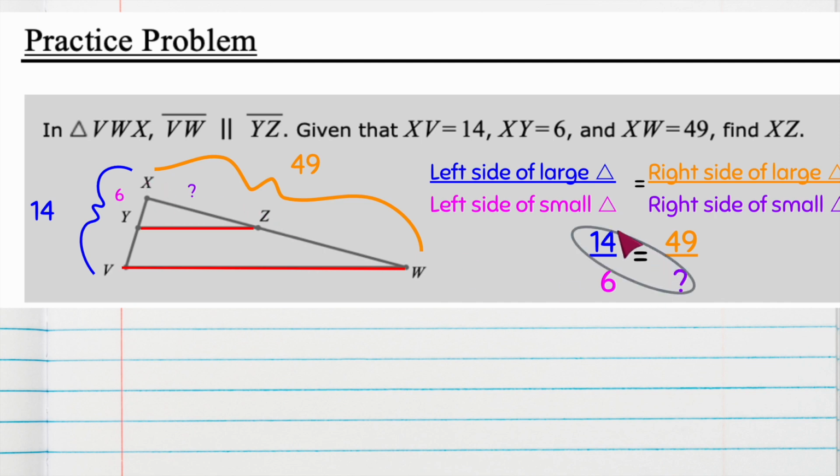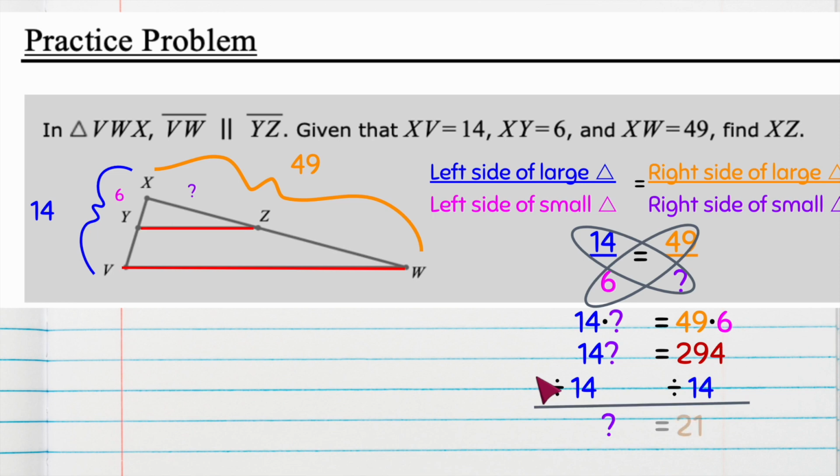So now I'm going to cross multiply since I have a proportion. So 14 times question mark, and then 6 times 49. Remember that the equal sign is still there. All I'm doing is simplifying the fractions. So now I have 14 times question mark equals 294, because I multiply 49 times 6. Now, I don't want to know what 14 times the question mark is. I just want to know what that question mark is, what that length is. So I'm going to divide by 14 on both sides. 14 divided by 14 cancels, and 294 divided by 14 is 21. So this small piece here, XZ, has to equal 21 in order to make these similar triangles.